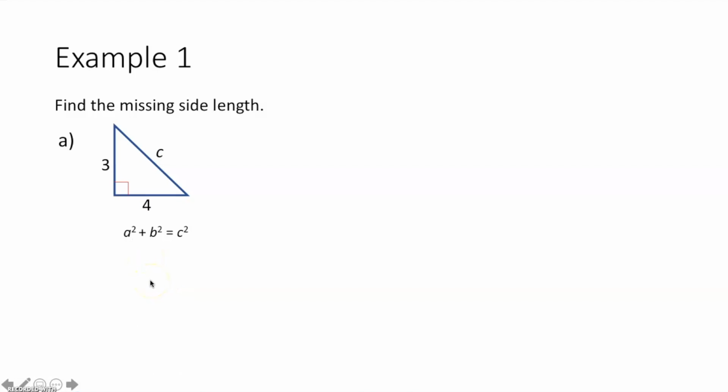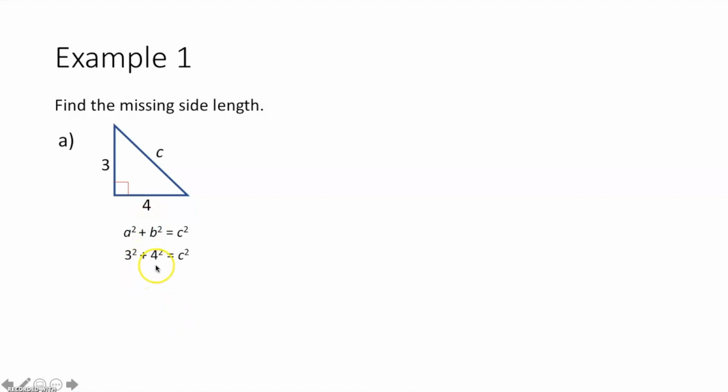Now we just got to know which one to put in for a, which one to put in for b, which one to put in for c. So your c is always the longest side. It's always your hypotenuse. It's the side that's opposite the 90-degree angle. That would be c. So c is going to stay c. The a and the b, it doesn't matter which one is which. So your two legs, you just choose one to be a, one to be b. So 3 is going to be our a value, 4 is going to be our b value.